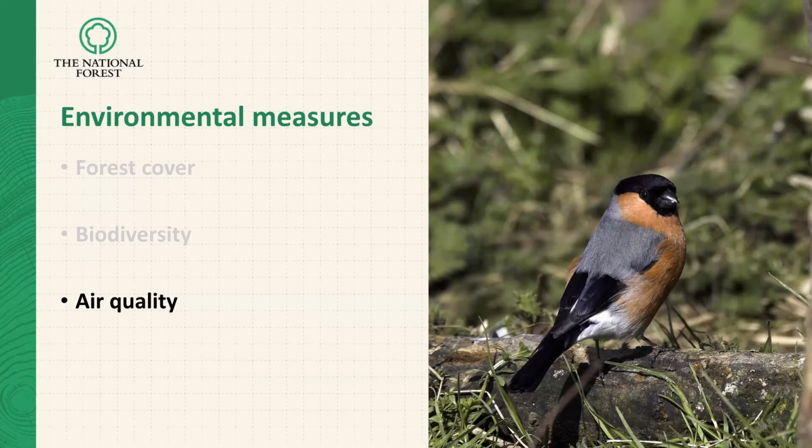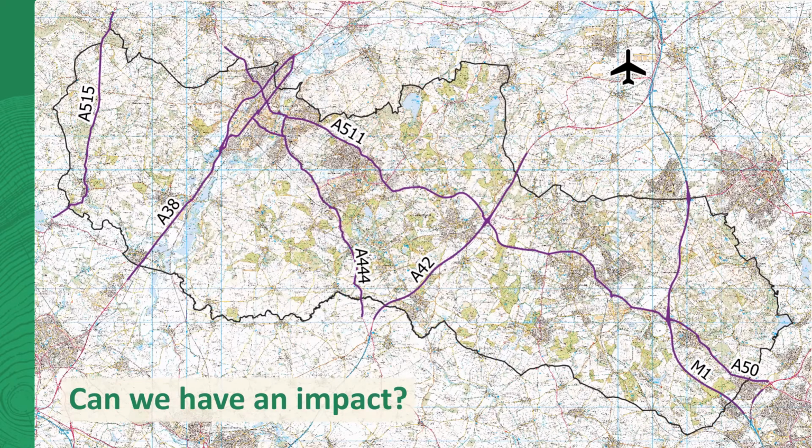And so air quality is something that, particularly if you're looking at it more holistically, is obviously something that has a direct impact on the people in the area. So it could be something that when you're looking overall at improving the environment that you want to focus on. However, for us at the National Forest, because of the location and what we have in the area, it's unlikely we're going to be able to make a significant impact on air quality.